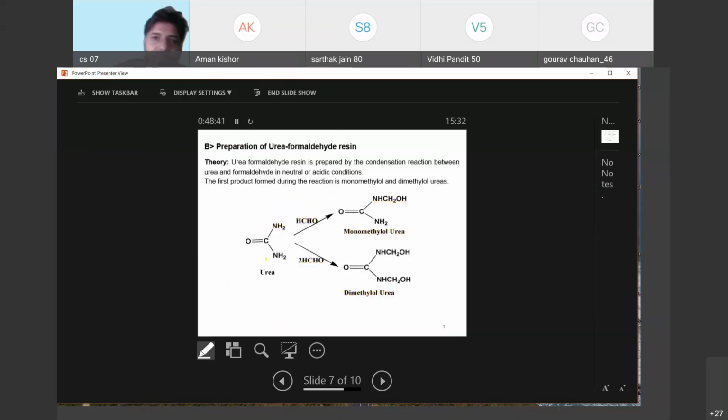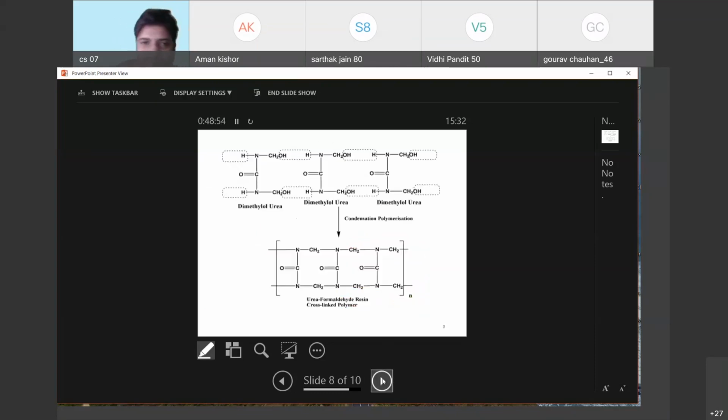So for the formation of urea formaldehyde resin, this dimethylol urea undergoes polymerization. Okay, so how does it undergo polymerization? You can see this reaction there. Remember, this is a condensation reaction, means you will have the release of some small molecule as a byproduct here.